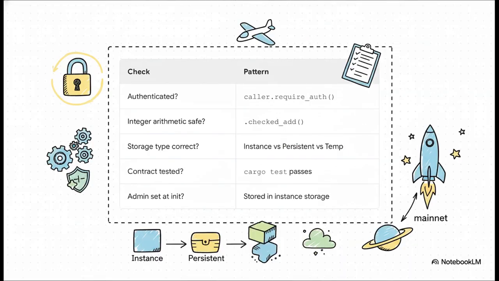And before you even think about putting a contract on the mainnet with real value, you need a pre-flight checklist. Just like a pilot, go through it every time. Is every important function protected by authentication? Are you using safe math functions to avoid overflows? Did you pick the most efficient storage type? Do all your tests pass? This little checklist will save you a world of pain.